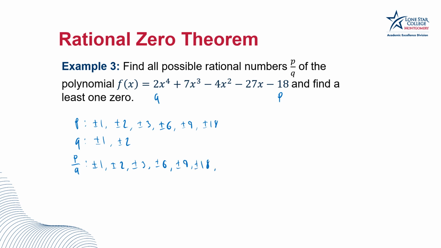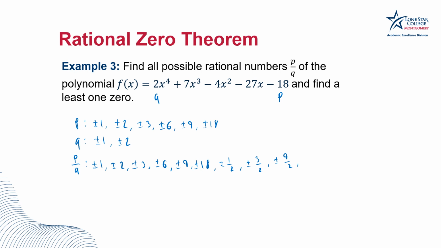And then the next one is when we take every p and put it over 2. So 1 over 2 gets us 1/2. 2 over 2 gets us 1, which we already have, so we don't have to write it again. 3 over 2 gets us 3/2. 6 over 2 is 3, which we already have. 9 over 2 would be 9/2. And then finally 18 over 2 gives us 9 again, which we already have. So we would stop there.